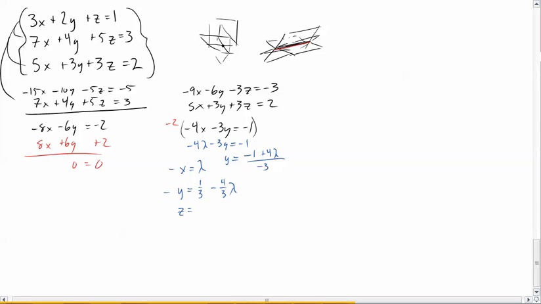Doesn't matter which one, but it looks like maybe this one would be the easiest, so I'll just go 3 times x plus, or actually, you know what, I'm going to do this one down here because then I can multiply it by 3. So I'm going to have 5 times x, which would be lambda, plus 3 times y, which is 1/3 minus 4/3 lambda, plus 3z equals 2. I can simplify just by going 5 lambda plus 1 minus 4 lambda plus 3z equals 2. Move everything over.